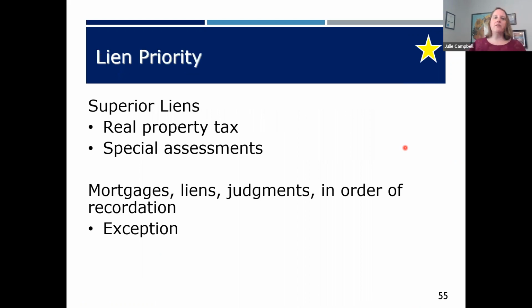As we mentioned earlier, lien priority is actually for you. Page 55, our superior liens are our taxes and government special assessments. All other liens are paid in the order in which they're recorded, except for the mechanics lien, that's paid in the order in which the work began.